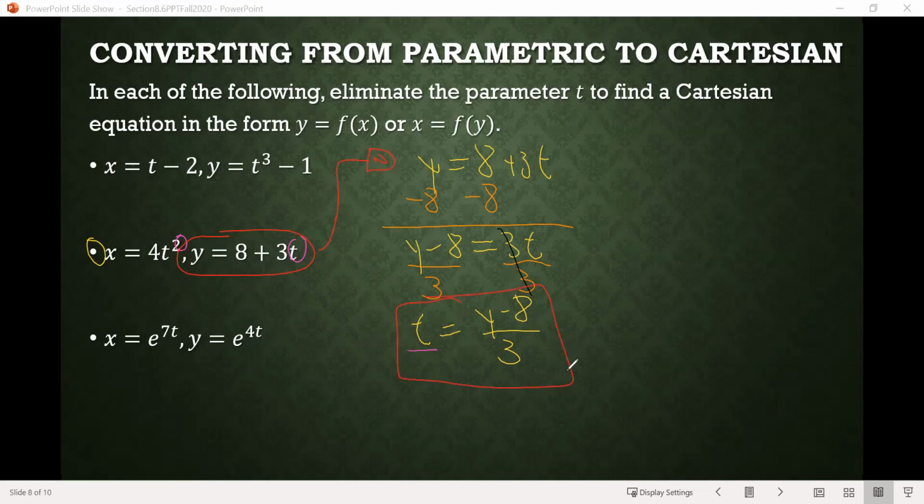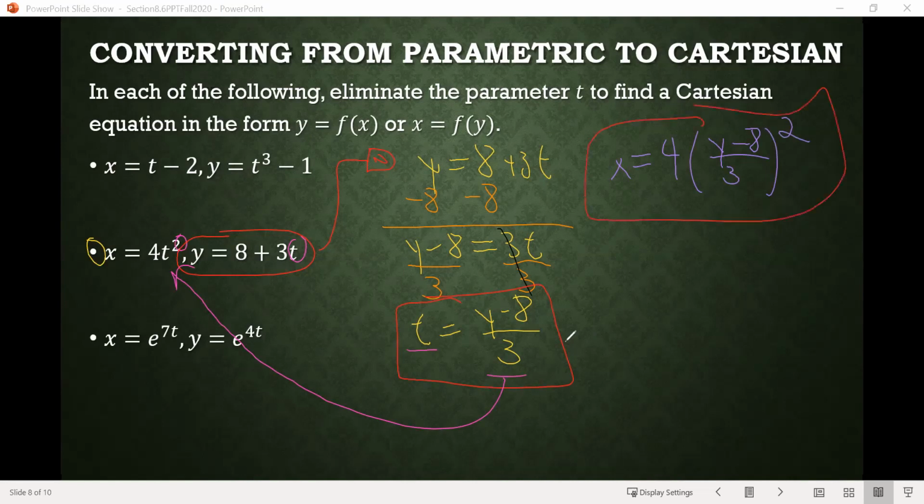So now we have t equals this, so we can take that and plug it in for t in the other equation. So what that'll give us then is x equals 4 times, and again, instead of just t, we'll plug in what we have for t, which is y minus 8 over 3, that whole thing squared. And in this case, we can actually leave it like that. We don't have to isolate the y, because as you notice over here, we were told that we could write x as a function of y.